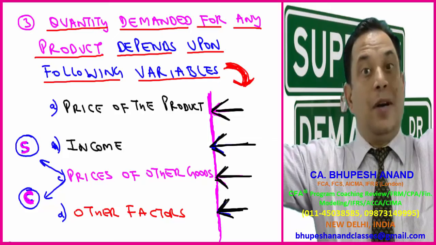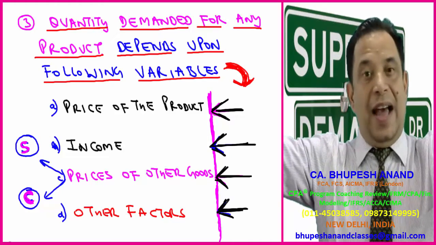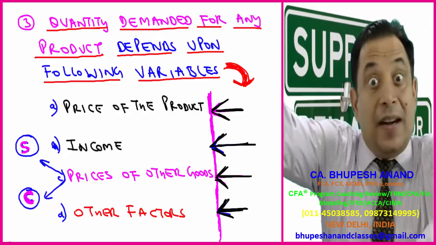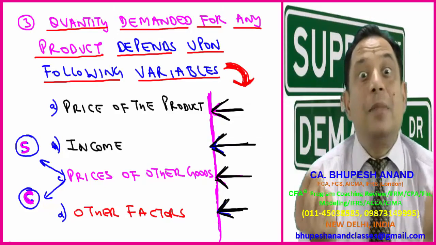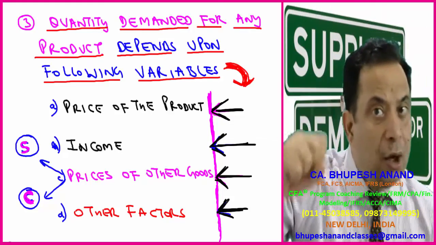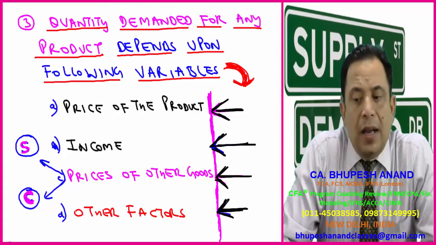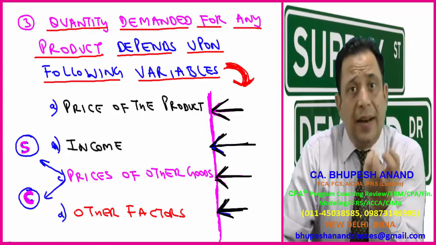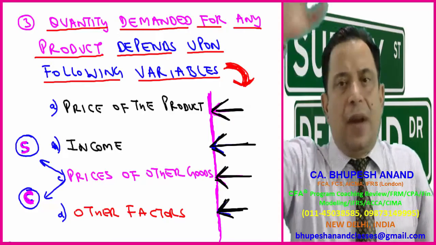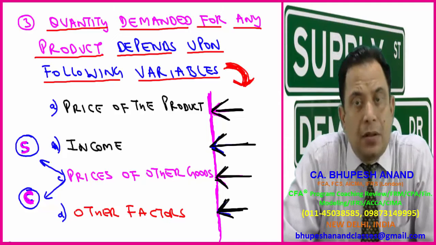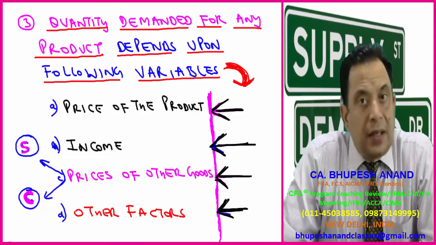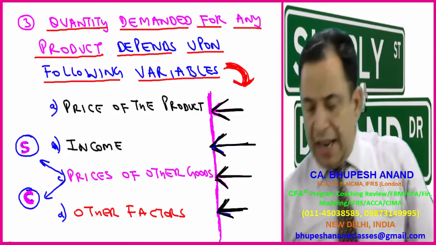There is a positive relationship between quantity demanded and the substitutes. And there is a positive relationship between quantity demanded and income. And there is a negative relationship between quantity demanded and the price of that product. So these are the four variables I have written. And the last one I have written as other factors. Other non-monetary factors are also important and can affect quantity demanded. So third point, please write down: quantity demanded for any product depends upon the following variables: price of the product, income, prices of other goods, and other factors.